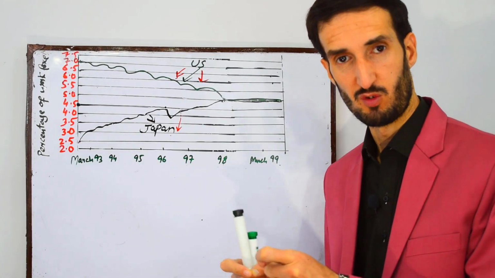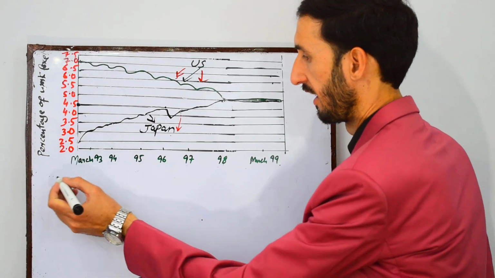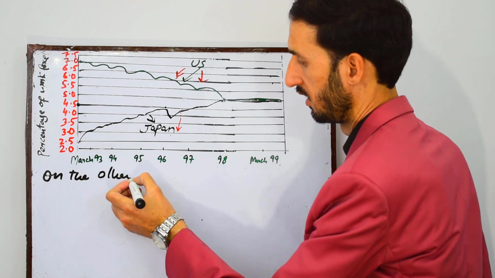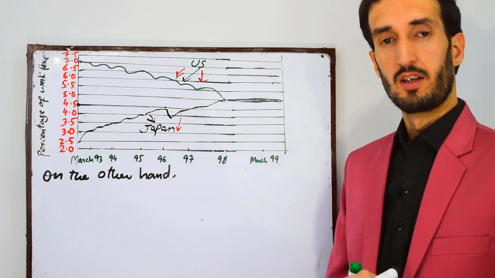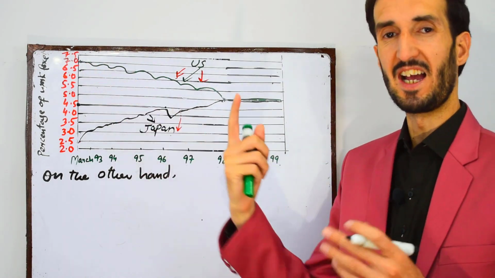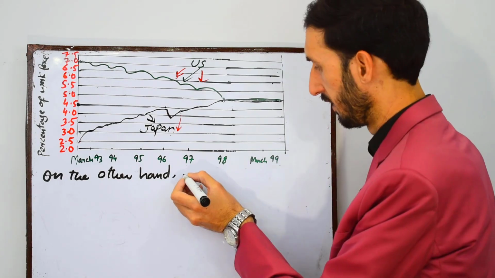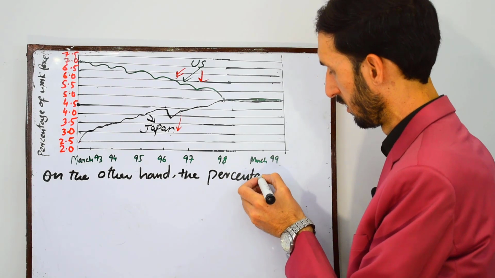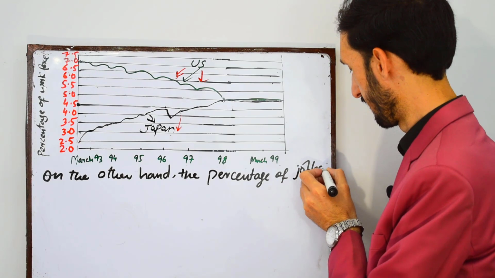Now we'll talk about the second one. And the phrase which I'm going to use is, on the other hand. On the other hand, the percentage of joblessness was the highest. Yeah, of course, it was on top, 7%. We will write this now. The percentage of joblessness.